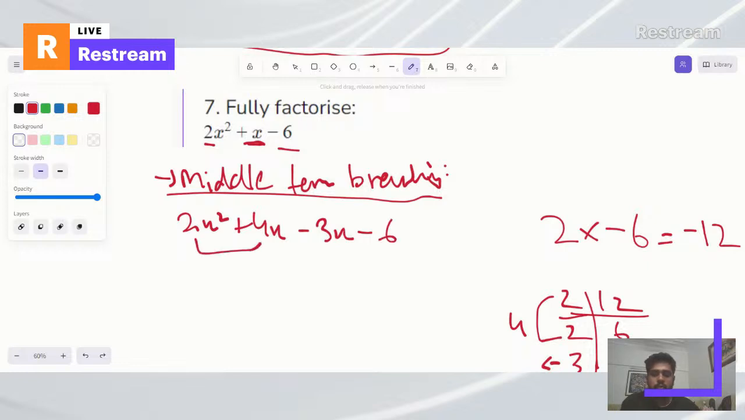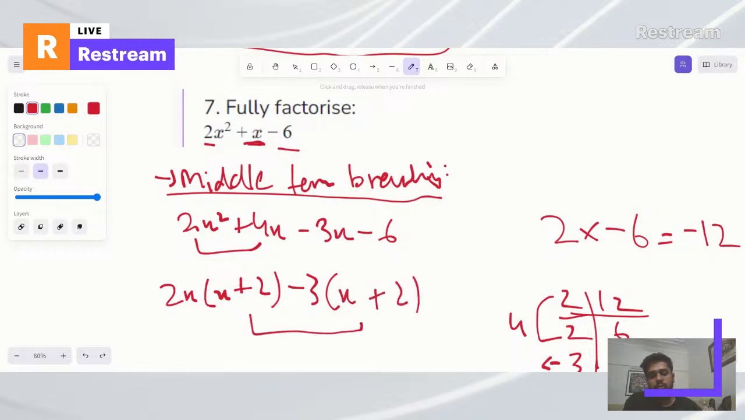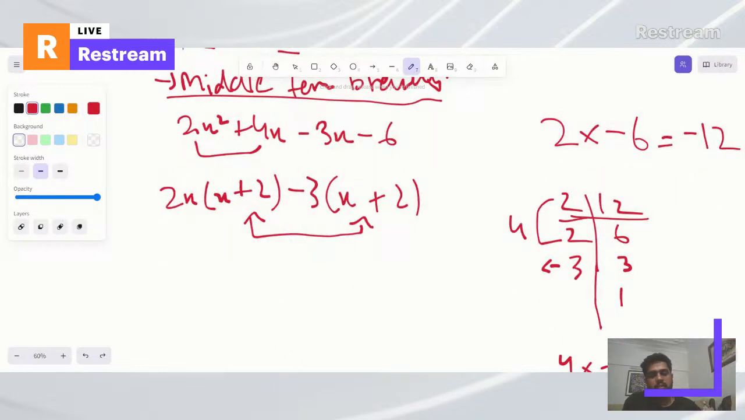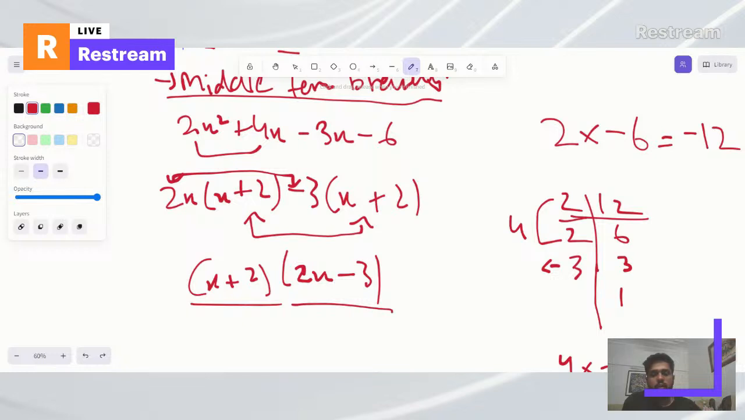So I have to take common in the first two terms. So what's common in the first two terms? It's going to be 2x. I'm going to be left with x over here plus 2, right? Similarly, what's common in the second two terms? It's -3, which is common. I'm going to be left with x plus 2, right? So as both of these terms are exactly the same, I can say that my middle term breaking was successful. So I'm going to write this term once. It's going to be x plus 2, and then I'm going to take both of these two terms and compile them into a factor. So it's going to be 2x minus 3. So this is how I'm gonna write my two factors.